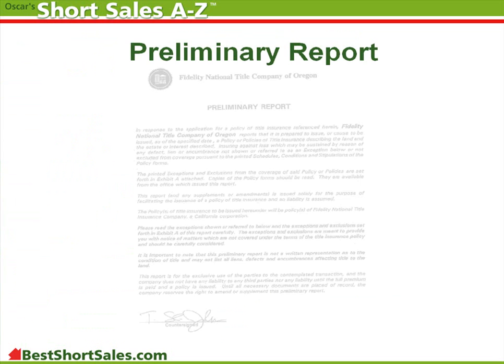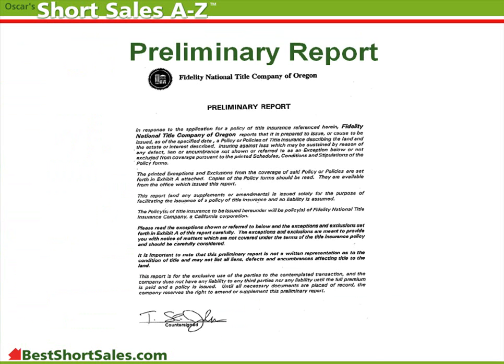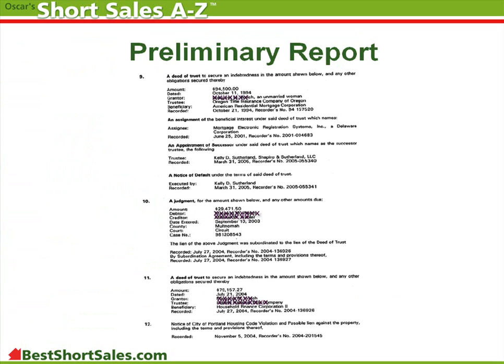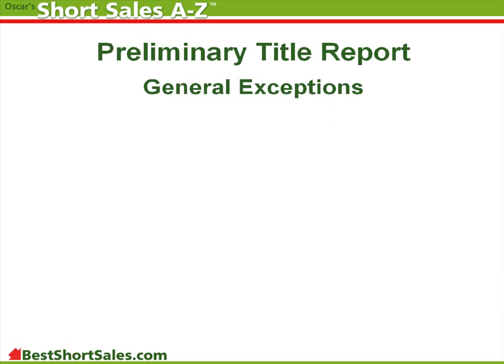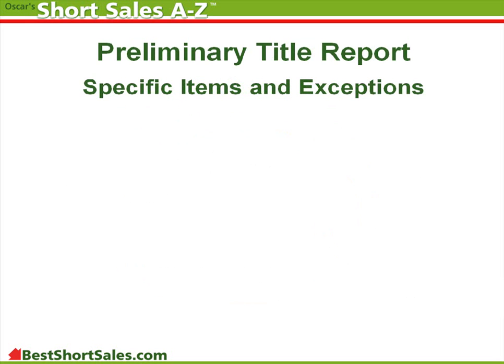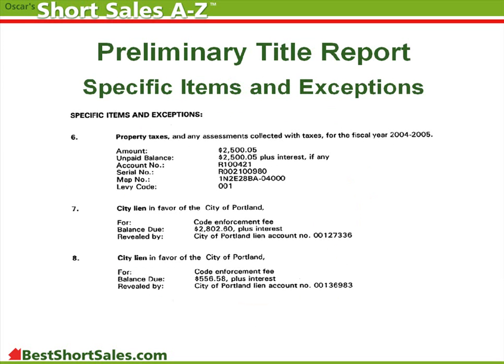This is a good example of a short sale title report. It's packed with encumbrances. Most title reports will be a lot simpler. Let's analyze it. General exceptions. These are the items that will not be covered by a title insurance policy if issued. For the most part, these are possible unrecorded items. Specific items and exceptions. These are items of record that need to be resolved or will not be covered by a title insurance policy if issued.